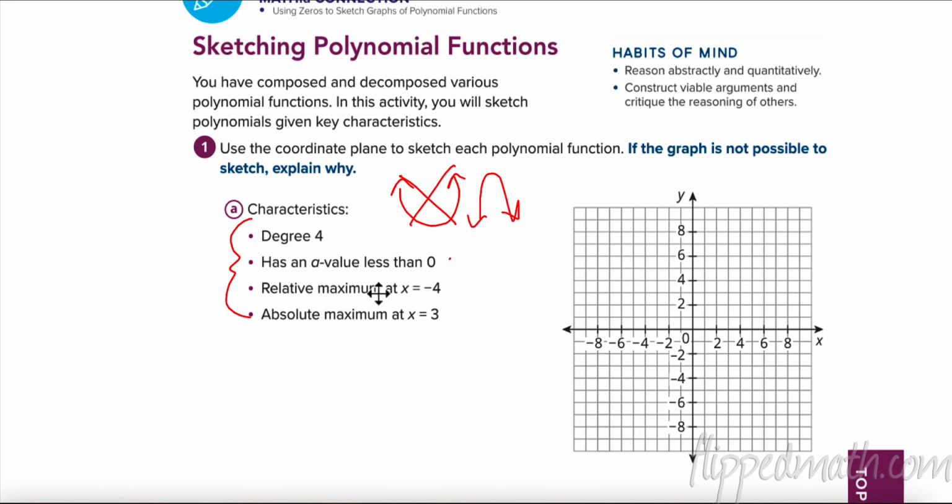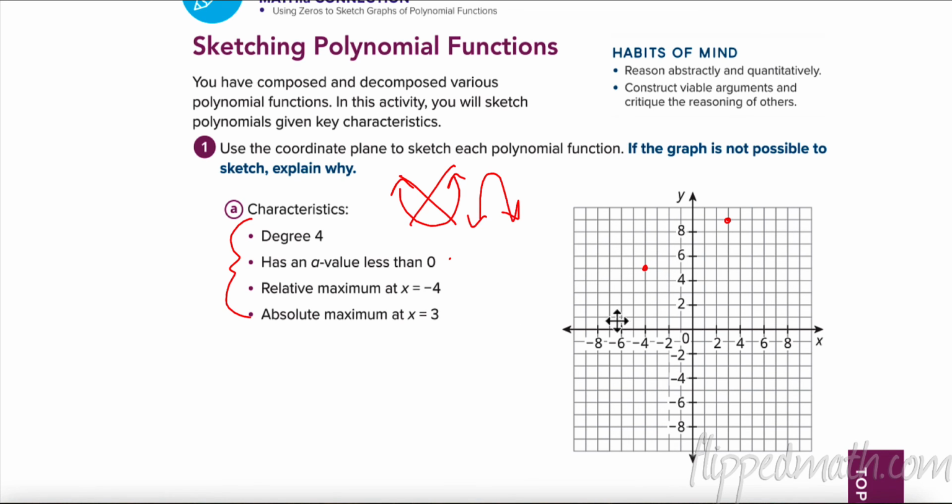A relative maximum at x equals negative 4. So I'm just going to come over at x equals negative 4. I'm going to make some point a maximum. That's going to be a relative maximum. And at x equals 3 is absolute. So it has to be higher than that one, right?